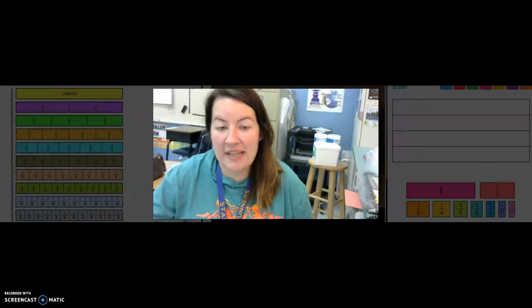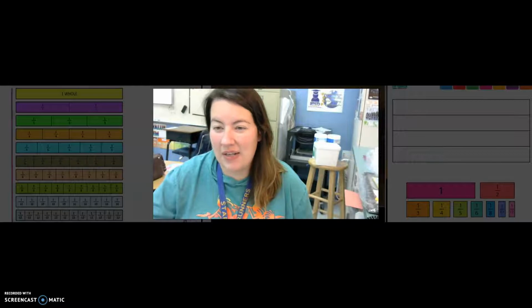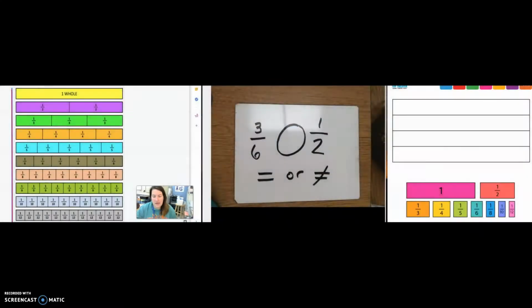Hey guys, okay, we're going to take a look at another strategy on how to tell if two fractions are equivalent or not. Remember, equivalent means equal. So we looked at using fraction strips, which we will do that, but I also want to use these online manipulatives. So let's take a look at this problem here on my whiteboard.